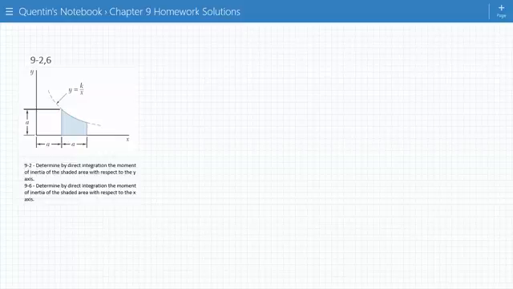Okay, we're actually going to look at two homework problems here, 9.2 and 9.6, because it's just one of them. It's the same shape for both of them, but one of them asks for Ix and one of them asks for Iy. And so we're supposed to determine by direct integration Iy and Ix of this shape.